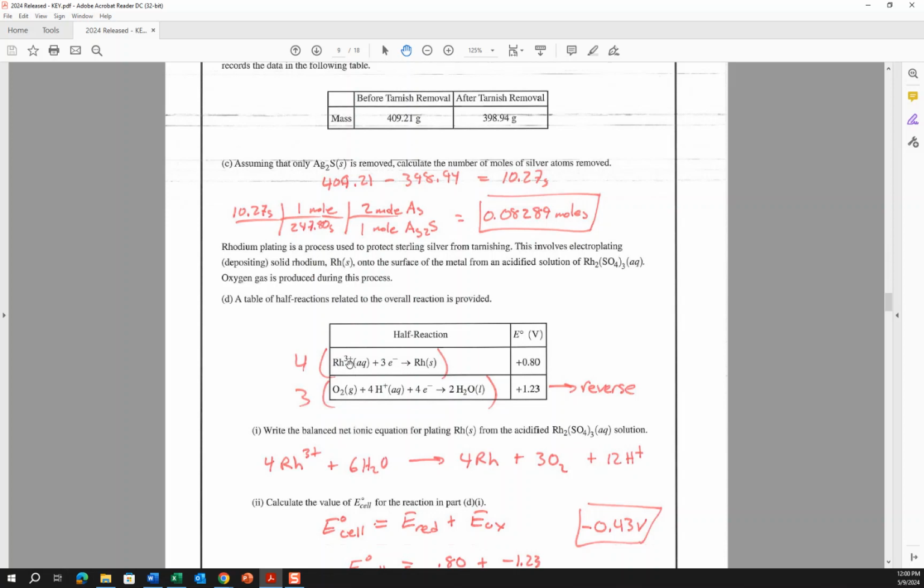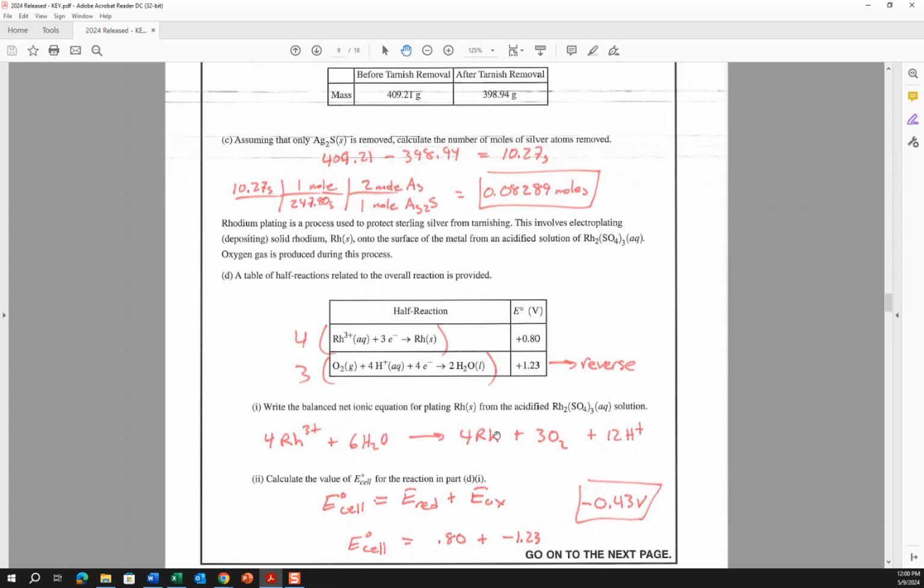So this reaction has to happen as is. So this is the reaction that has to be reversed, okay? And notice you're producing solid RH from RH2SO43, so from a solution that has RH3 plus ions. So this reaction is happening as is. This is the one that needs to be reversed.